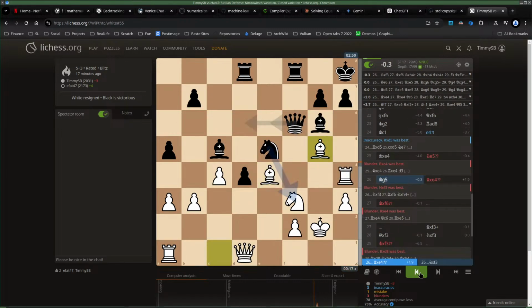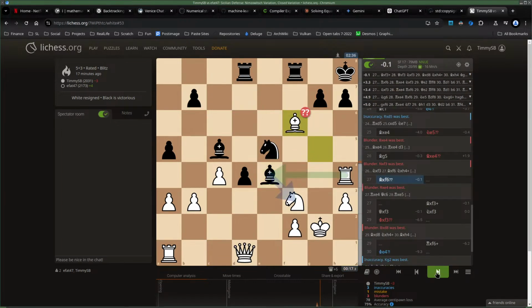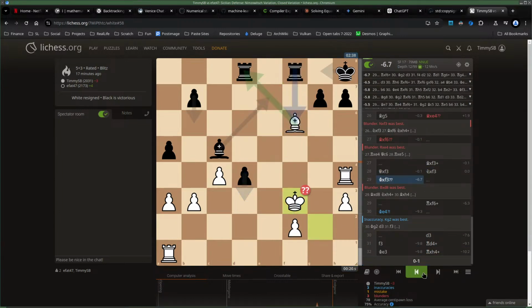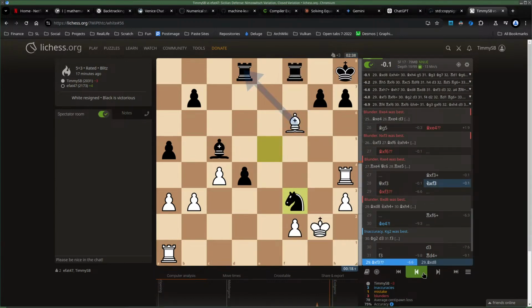So much lost chances. That's also a question, double question mark. Should have taken here and then it was still equal. I had no time left. I was just taking stuff without calculating anything.